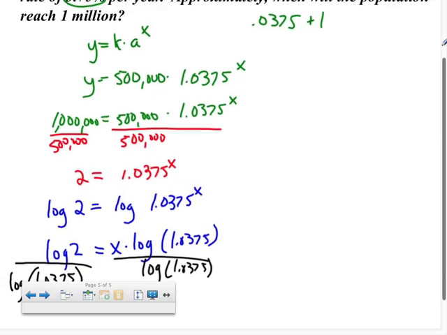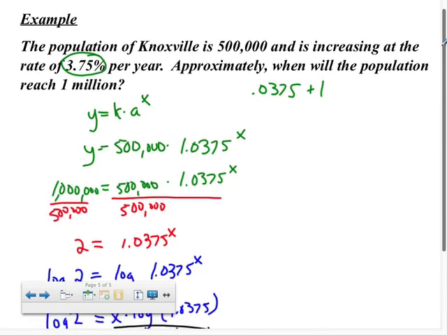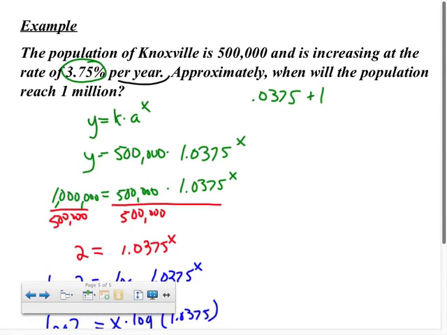Now let's just take a quick peek in this problem. What is x standing for? Because it was a 3.75% growth per year, that tells me that x will indeed be the number of years. And that's it for section 1.3.